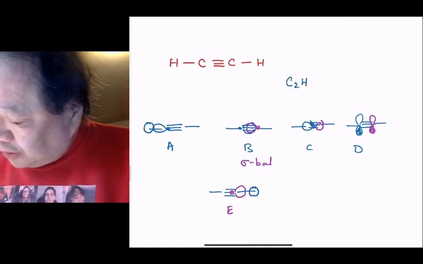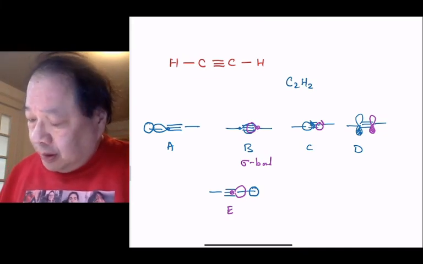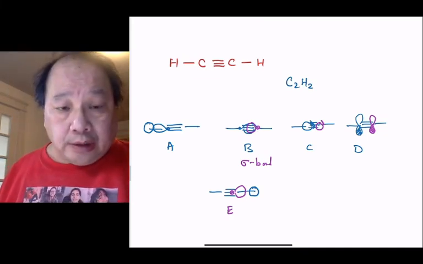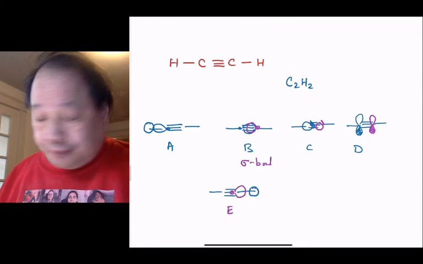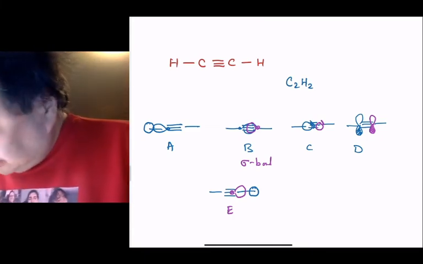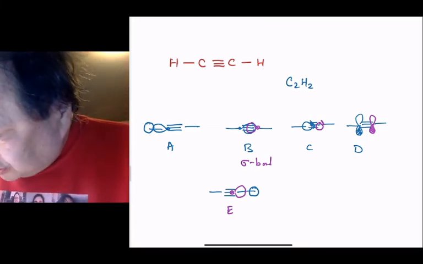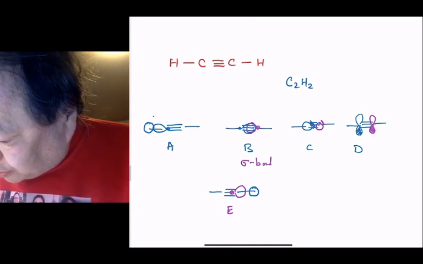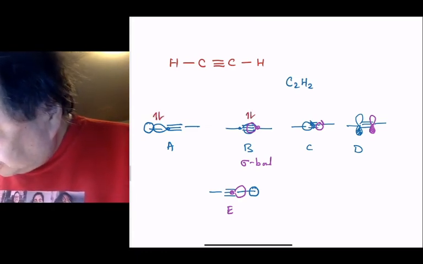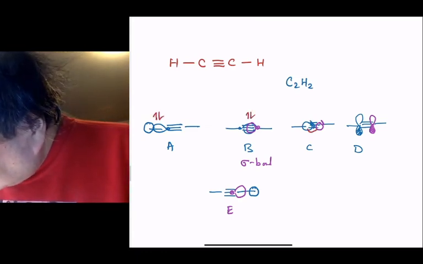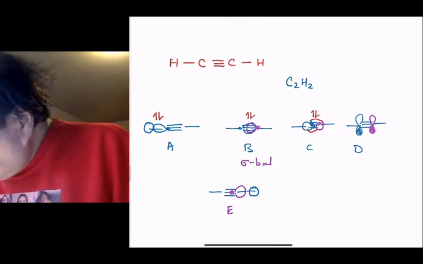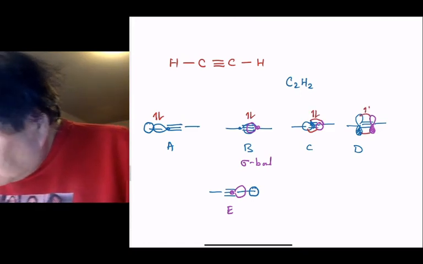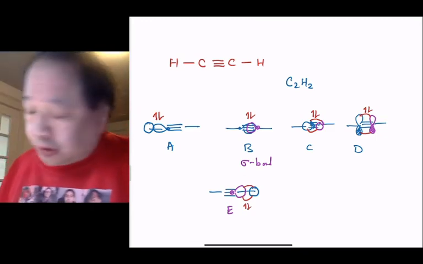C2H2 has how many valence electrons? And the answer is 10, 5 filled orbitals. This orbital is filled. This orbital is filled. We draw the lines connecting the two. This one's filled. Lines connecting to this one's filled. And this one is filled here. And we just don't even bother to consider the antibonding orbitals, which also exist.